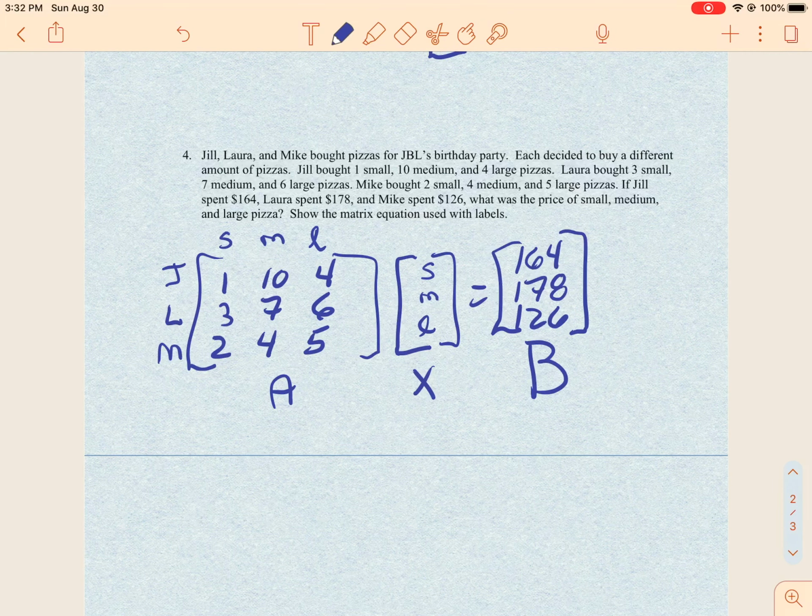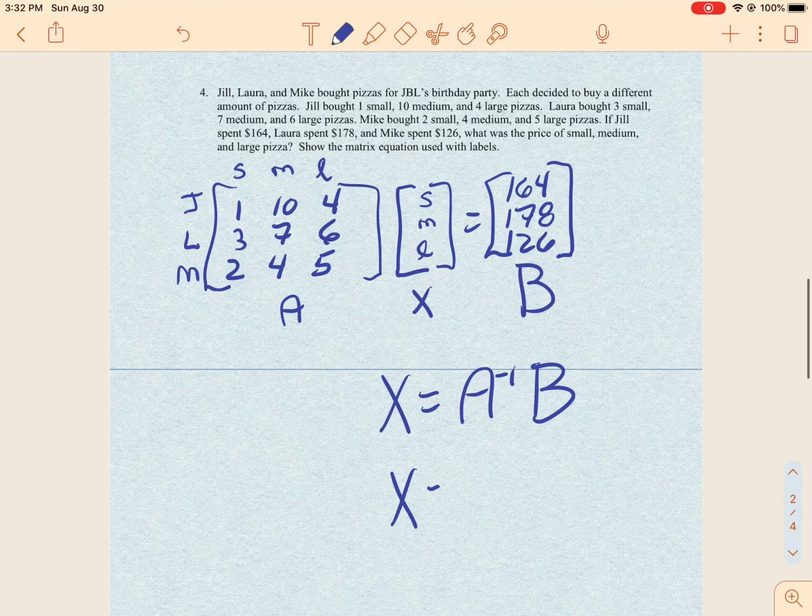So when you solve A inverse times B for this one, you get 8, 10, and 14. So what that's saying is small pizzas cost $8, mediums cost $10, and larges cost $14.